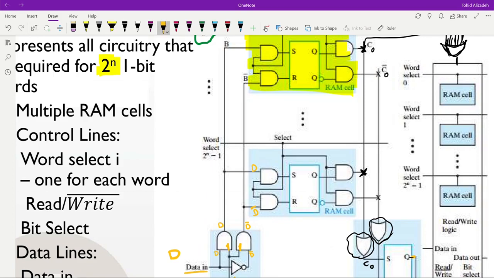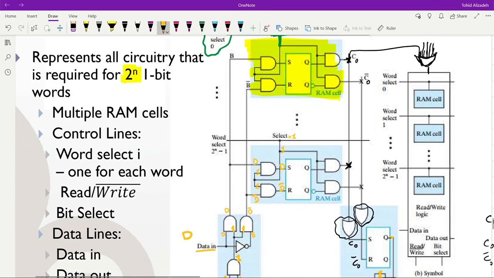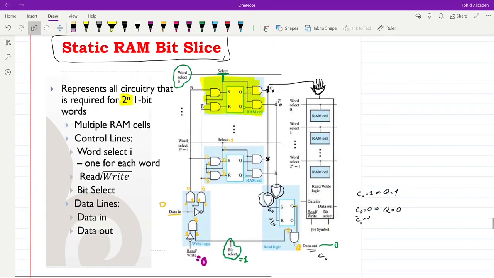Depending on which RAM cell is selected, if let's say that this RAM cell is selected, select is equal to 1, then we will have 1 here, 1, 1, and D and not D will appear at the S and R input of the corresponding RAM cell. If D is equal to 1, then this will be set. If D is equal to 0, this will be reset. And as a result, the information will be stored in the selected RAM cell. So that's basically how the RAM bit slice works.